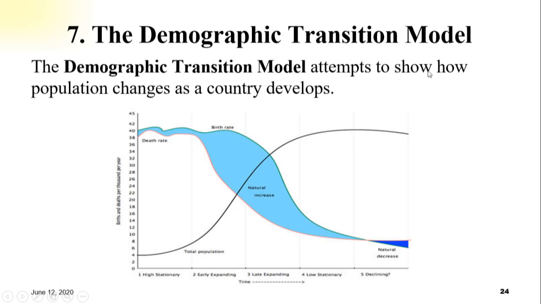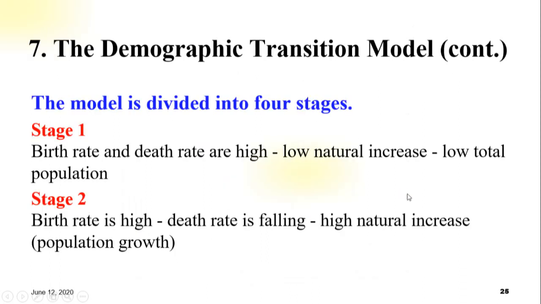In this graphic, you can see high stationary, early expanding, late expanding, low stationary, and declining, from time to time. Here is birth and death per thousand per year, total population, natural increase, and here death rate, birth rate, natural decrease. You can see it in this graphic. Try to look at it one by one. Move to one more point.